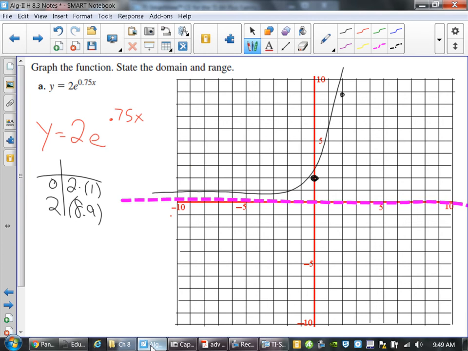Where's the E button at again? Second, natural log, ln. It's the third one on the left from the bottom. I got it. Okay. Everybody get that okay? Yep. Okay, that's kind of how you graph these.